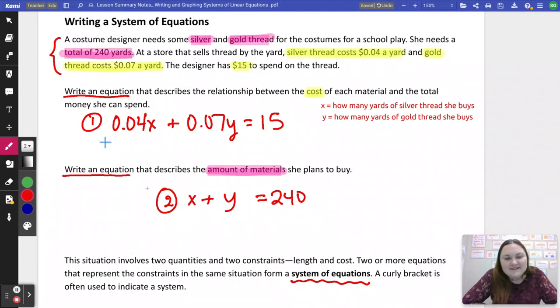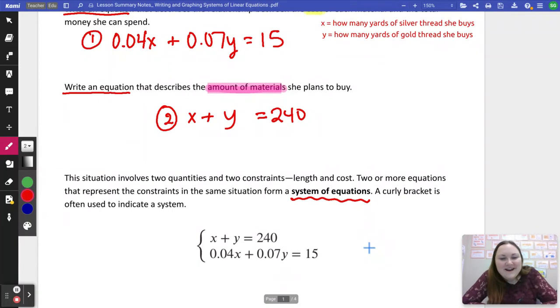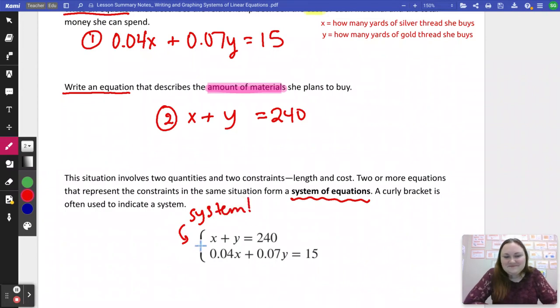Now, I had them written out separately here, but usually, and you can read down here, it says a curly bracket is used to indicate it's a system. Lots of times when we write a system, we use this bracket right here just to show that they're together because they're coming from the same problem. That bracket is not necessary, obviously. In your homework form, you're not going to be able to type that bracket. But for a lot of the problems we're going to look at in this unit, you're going to see that bracket there. That bracket's just saying, heads up, this is a system.